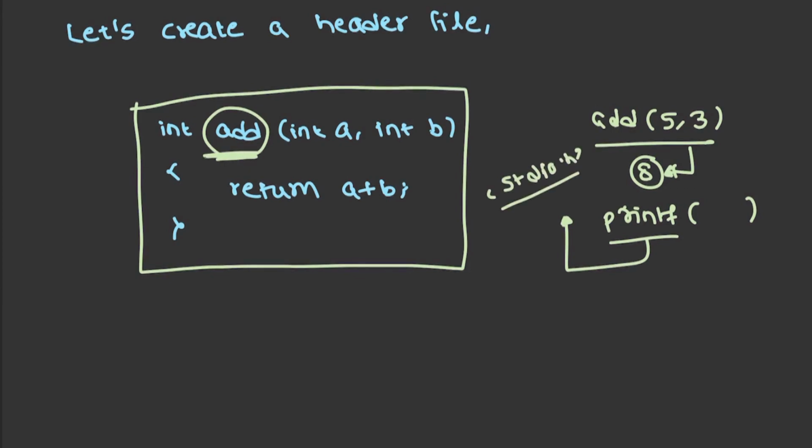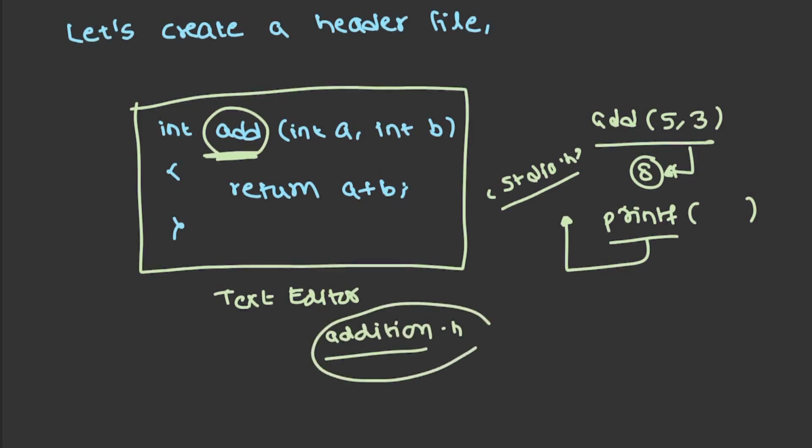So, let's put this inside a header file. It can be written in a normal text editor. The only condition is that it has to be stored with the .h extension. Let's say I have named it addition.h. Now, if I want to use this header file inside my program, I can write #include in double quotes "addition.h".